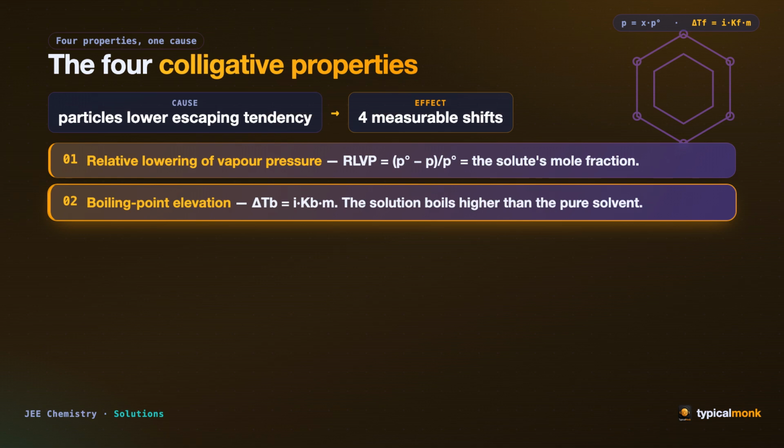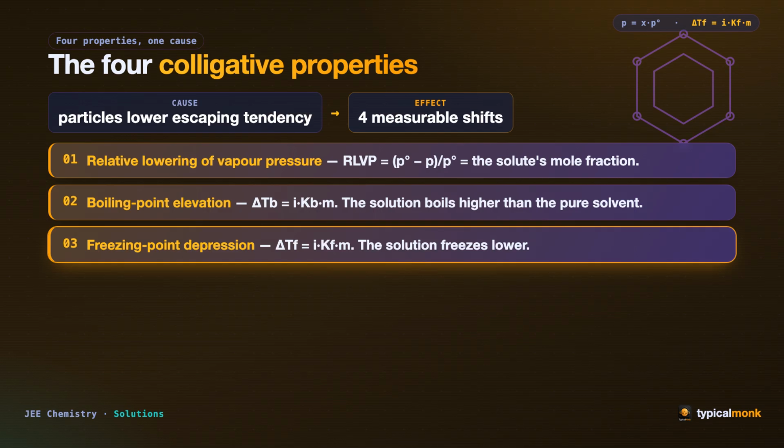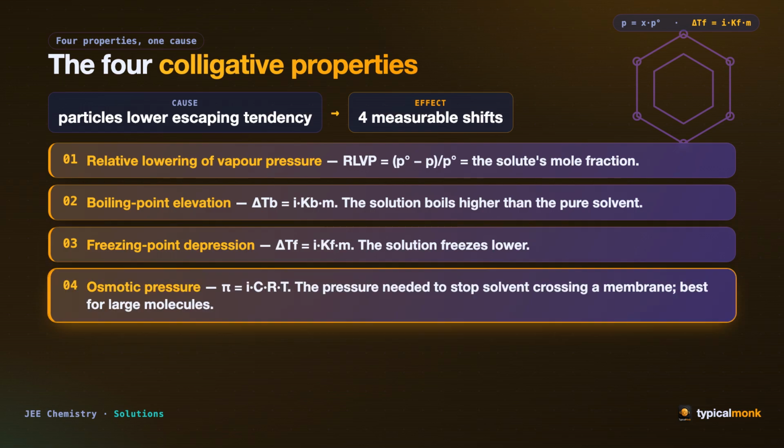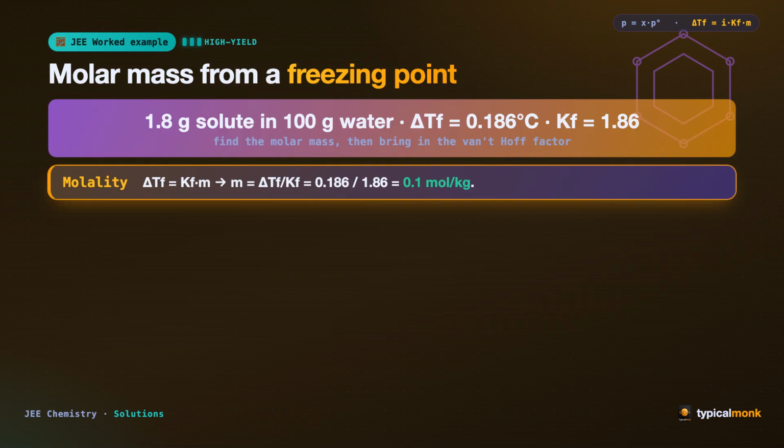The boiling point elevation, delta Tb equals i times Kb times m. The solution boils higher than the pure solvent. The freezing point depression, delta Tf equals i times Kf times m. The solution freezes lower. This is why we salt icy roads. And the osmotic pressure, pi equals i times CRT. It is the pressure needed to stop the solvent crossing a membrane, and it is the best method for very large molecules like proteins.